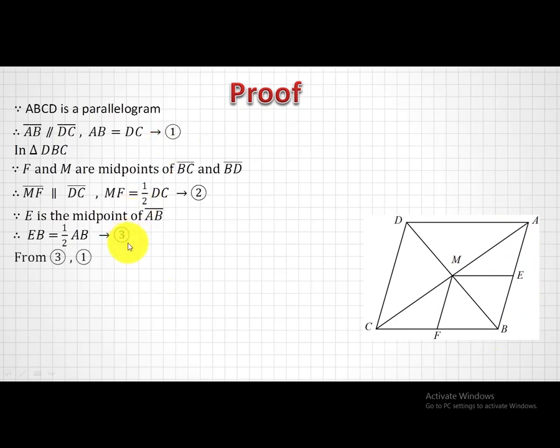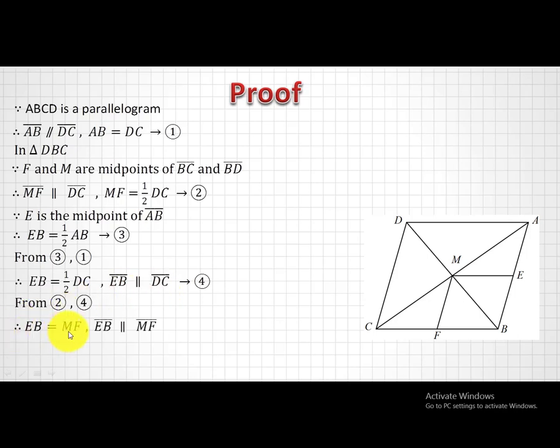From number 3 and number 1, we get EB equals half AB, and AB equals DC. Then EB equals half AB and equals half DC. Then EB equals half DC, and EB is parallel to DC. This is number 4. From number 2 and number 4: number 2, line segment MF is parallel to line segment DC, and MF equals half DC. And number 4, EB equals half DC, and line segment EB is parallel to line segment DC.